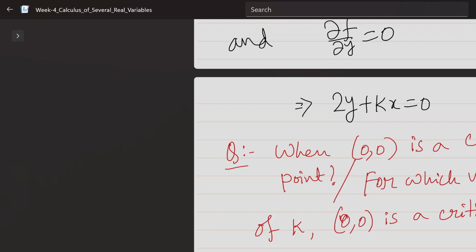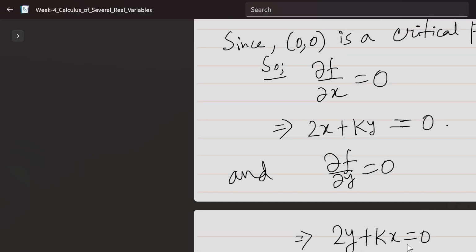If you solve the above two equations, you are directly getting k equals to plus minus 2, irrespective of x and y. Plus minus 2 you are getting. Yes. How you are getting plus minus 2? Because 2x plus ky is 0 and 2y plus kx is 0. And already it is given that 0, 0 is a critical point.